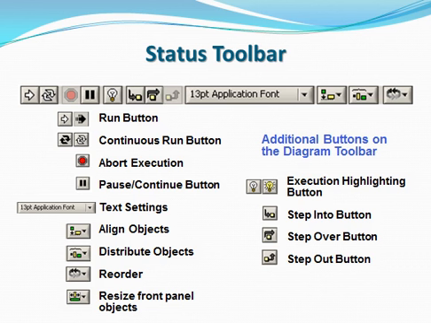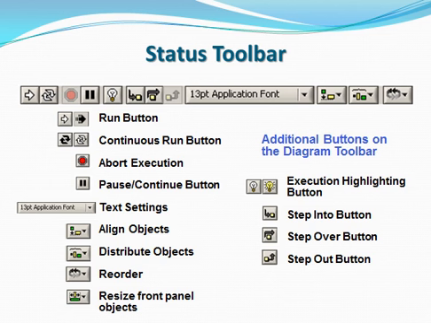Next one is, if we stop our program, then we can use that button. Next button, the pause button. If we pause our program, then we can use this one. The next button, looking like a bulb, indicates how our program works.